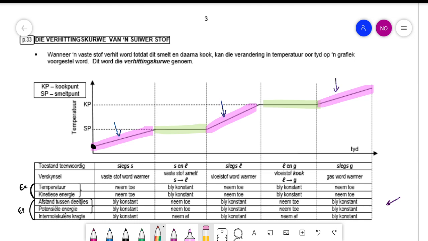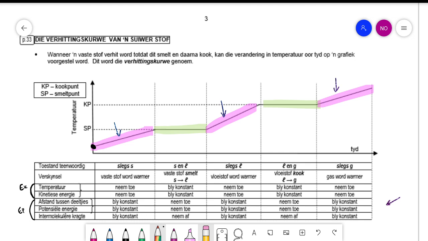Goed, wat bly konstant wanneer die fase verander? Die temperatuur, so wat? Die kinetiese energie. Okay? The temperature remains constant, so that means the kinetic energy remains constant. So are the particles moving faster or slower or staying the same? Staying the same, né? Hulle beweeg nie vinniger of stadiger nie, hulle beweeg teen die tempo waarmee hulle in daai fase verandering ingegaan het.